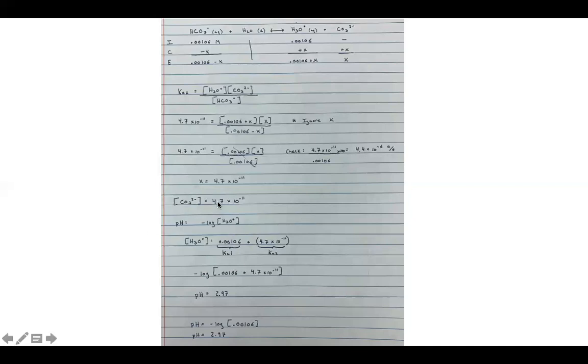Okay, so let's now focus on the second part, which asks for the pH of the solution. So let's remember that the pH is equal to the negative log of our H plus or hydronium concentration. So negative log of H plus or H3O plus. Now, what is our concentration at equilibrium of our hydronium? Well, we can look up here. At equilibrium, our concentration of hydronium is 0.00106 plus x, where x equaled 4.7 times 10 to the negative 11th.